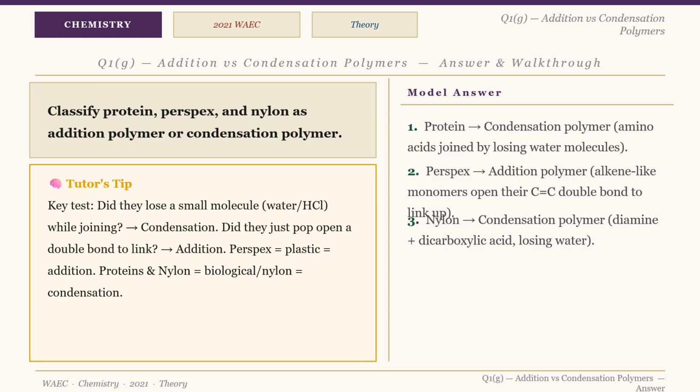So that is that. So here the solution is: protein is a condensation polymer. It is made from amino acids joined by losing water molecules. Perspex is an addition polymer. Alkene-like monomers will open up their double carbon bonds to link up, and nylon is a condensation polymer where diamine and dicarboxylic acid link up, losing water.